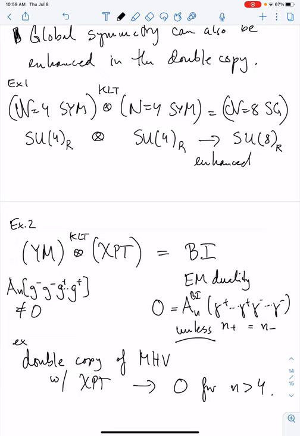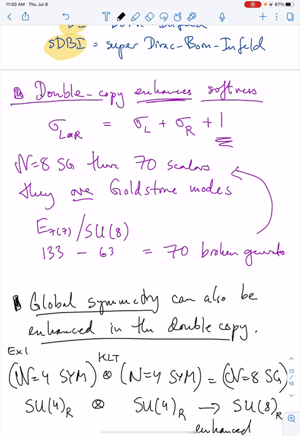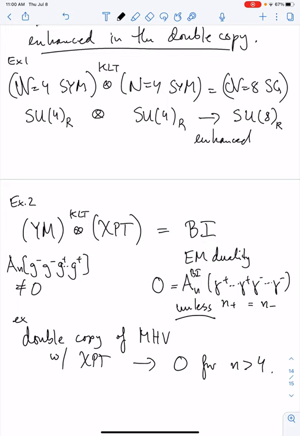So 4 is of course special because that has 2 positive and 2 negative helicity gluons, and that gives us the Born-Infeld 4-point amplitude. But at any n greater than 4, it is highly non-trivial that in the sum of (n minus 3) factorial terms in the double copy, these cancellations end up happening. All right, so that's a fun feature and an important structure that we have in these double copies, that it enhances both the softness, and in many cases it can also enhance the global symmetries, as it must in order for these relations to actually work.